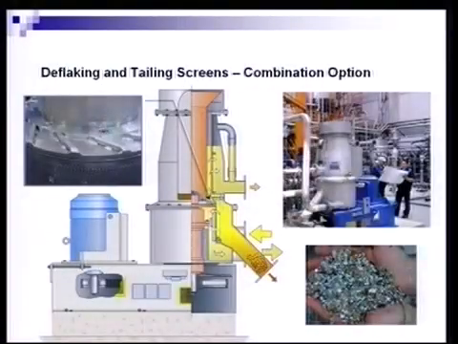This is an option for combining those two functions. That is, the secondary coarse screen and the tailing screen could be combined into one screen. And this is a deflaking tailing screen that takes advantage of the centripetal flow process again. The stock is injected here. The basket, in this case, rotates around. There's stationary foils on the inside, so the stock flows centripetally through the accepts and comes out as the accepted stock and can be fed forward.